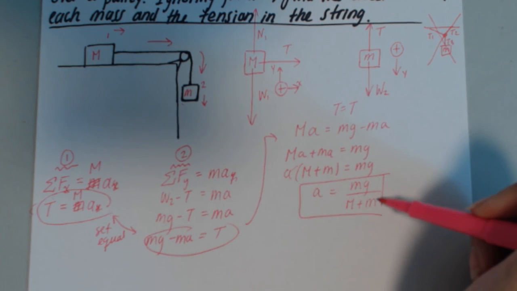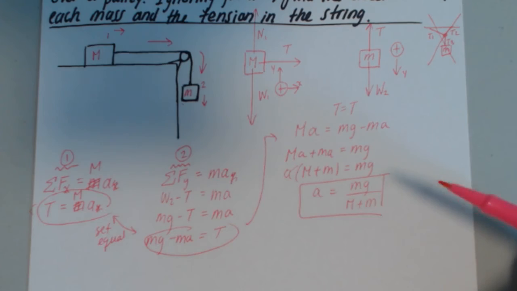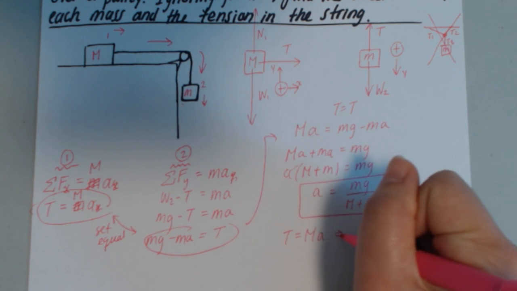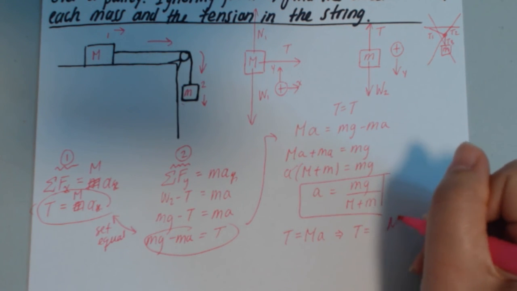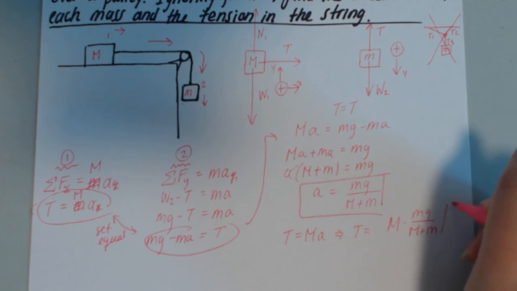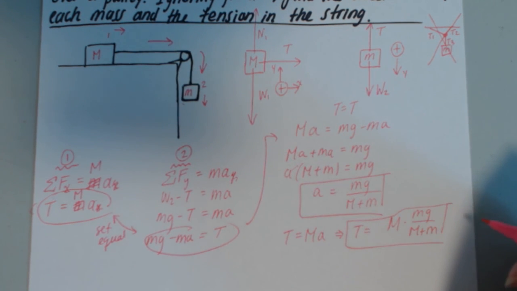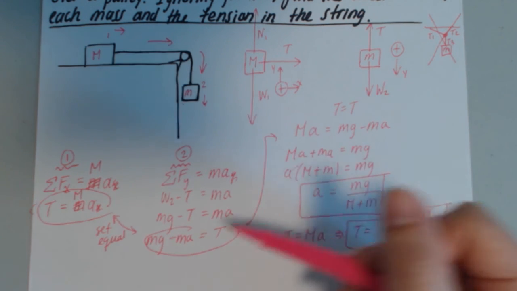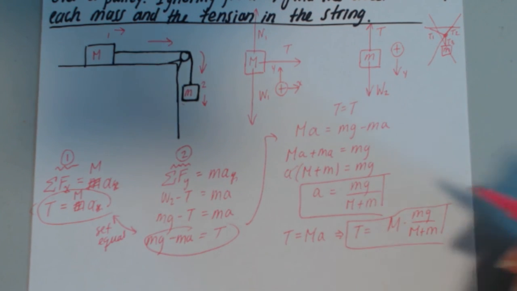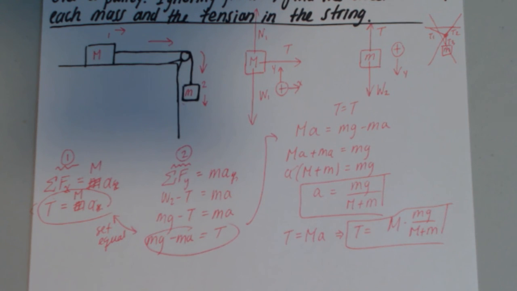Now to find the tension, you just plug that into either one of these formulas. I'm going to plug it into this one because it's simpler. So T is equal to capital M a, so T is equal to capital M times little m g over capital M plus little m. And this is the tension for both of them. Whether you plug in this here or this here, you will get the same answer, depending on how you simplify it, but it is the same. So these are the acceleration and tension for each of the objects.